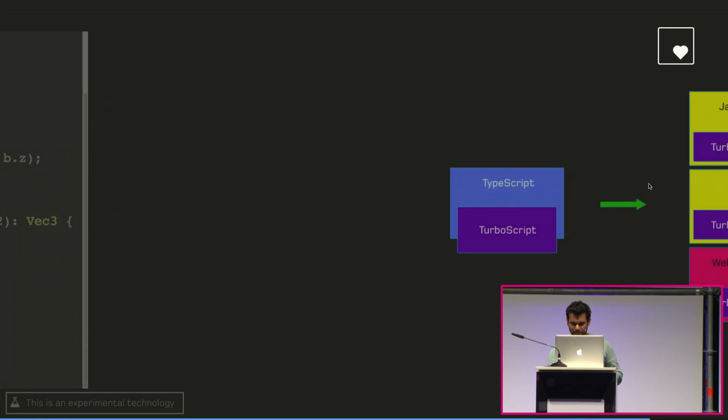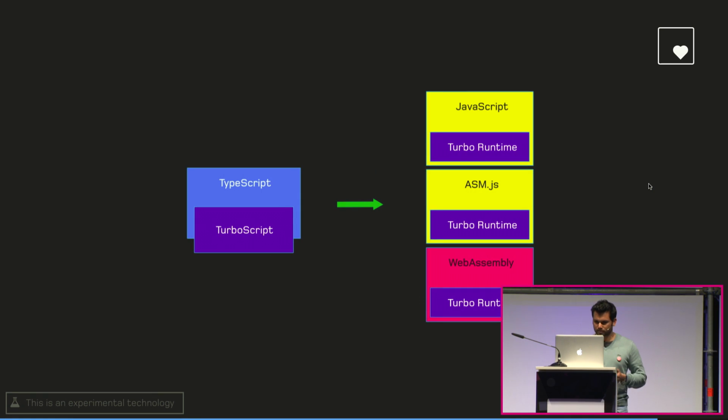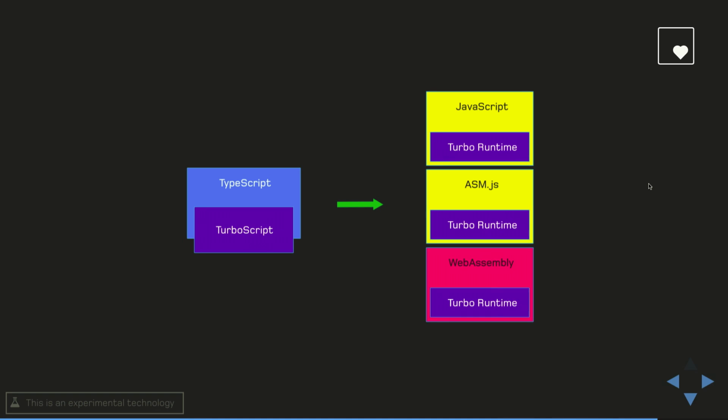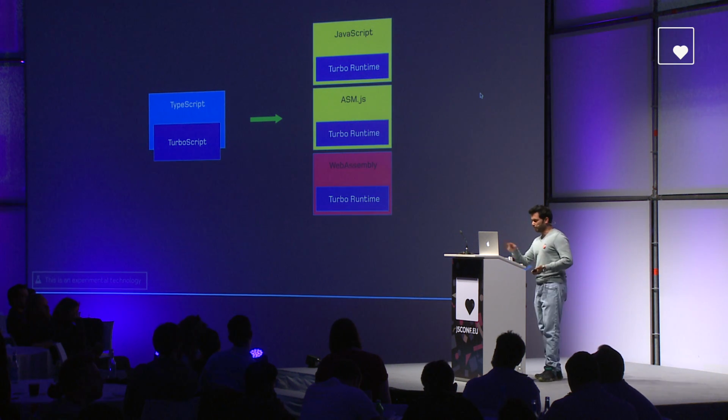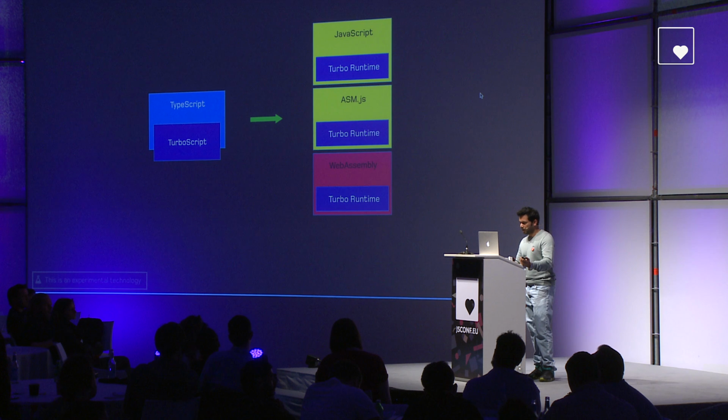Currently, TurboScript is like this. It's a subset of TypeScript, but a little more. TurboScript has operator overloading and memory pointers. Those are the two differences for now. And it can compile to normal JavaScript, asm.js, and WebAssembly.